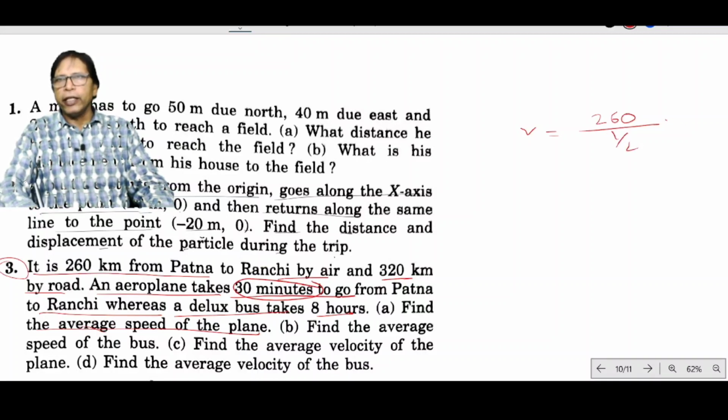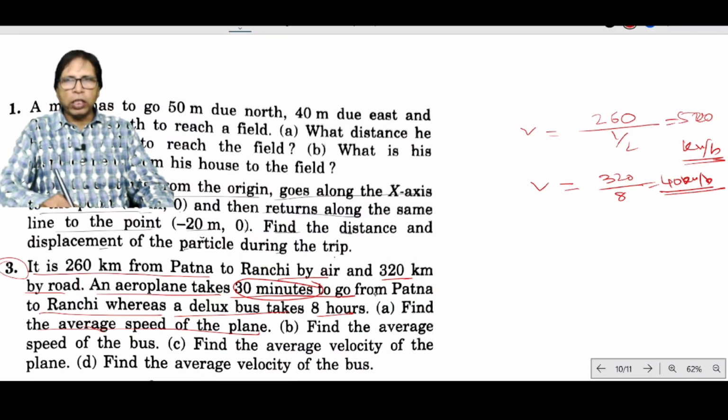So this is 520 km per hour, the average speed of the aeroplane. Now, average speed of the bus. The average speed of the bus is 320 km divided by 8 hour. So this is 40 km per hour, the average speed of the bus.